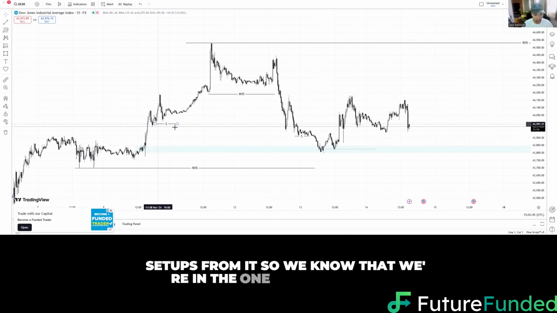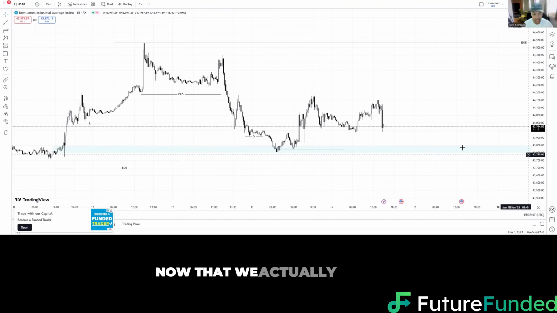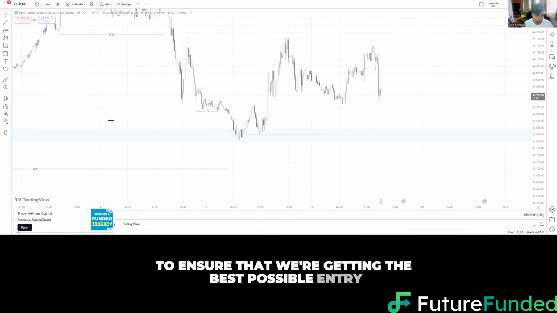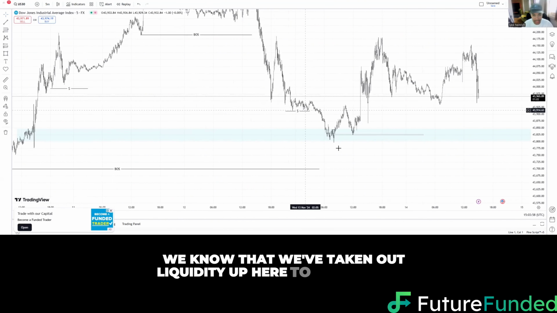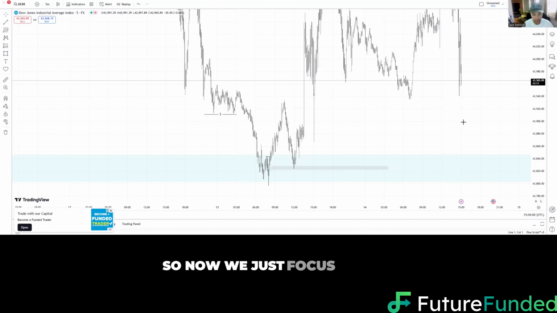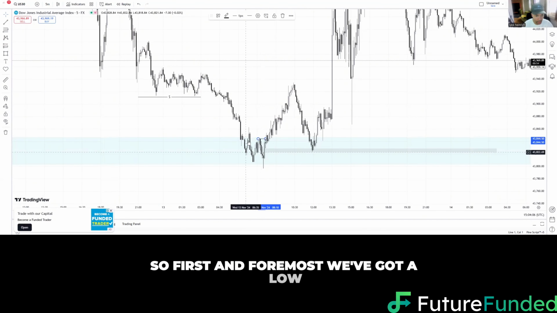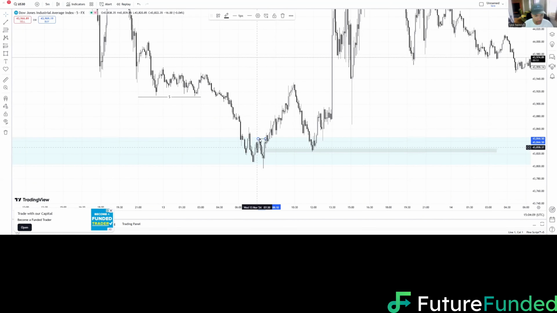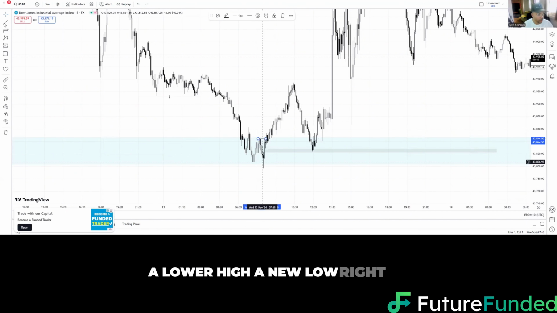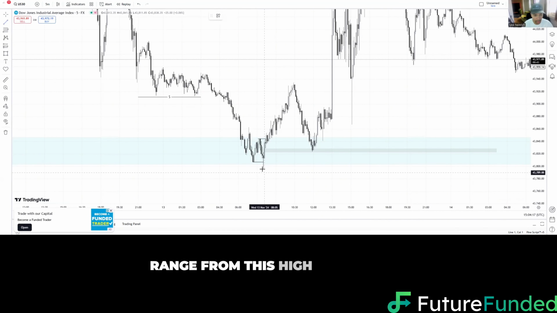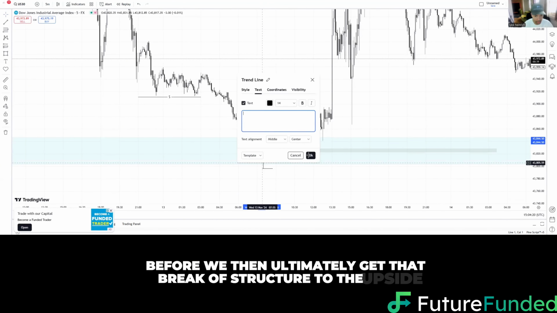So we know that we're in the 1-hour time frame. Now that we actually get into it, it's about how we focus on price action to ensure that we're getting the best possible entry. We know that we've taken out liquidity up here to get into this area, so now we just focus on what price is actually doing. First and foremost, we've got a low, a lower high, a new low, a lower high, a new low right here. So we're currently within this 5-minute range from this high and this low internally before we then get that break of structure to the upside.